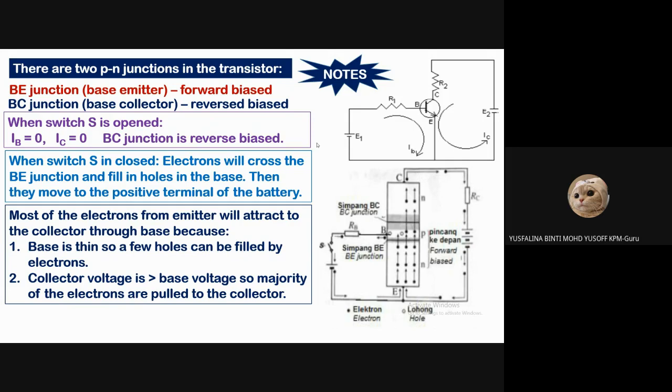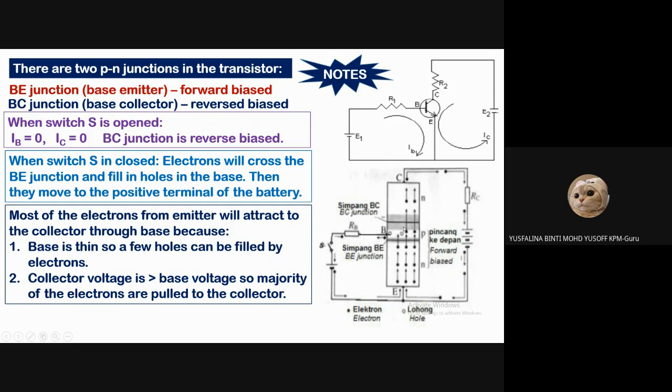Okay, then after that, the electrons will fill the holes here. I know positive and negative, but for this one the negative electron moves in the opposite way. So the electron moves here, then it goes to E, then it fills the base here.